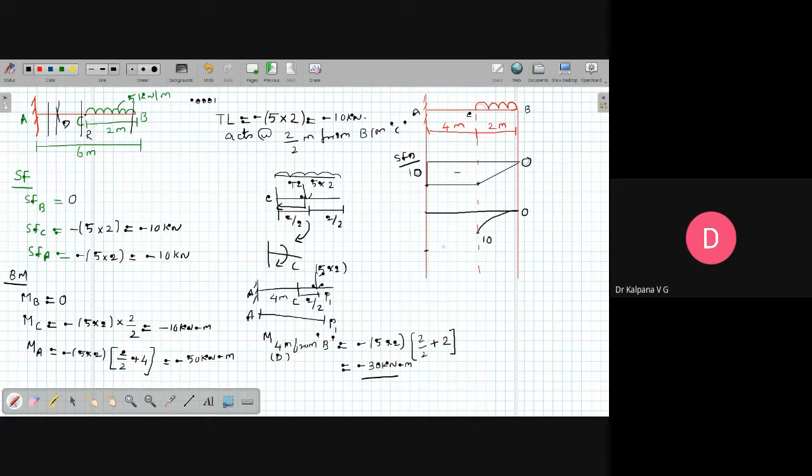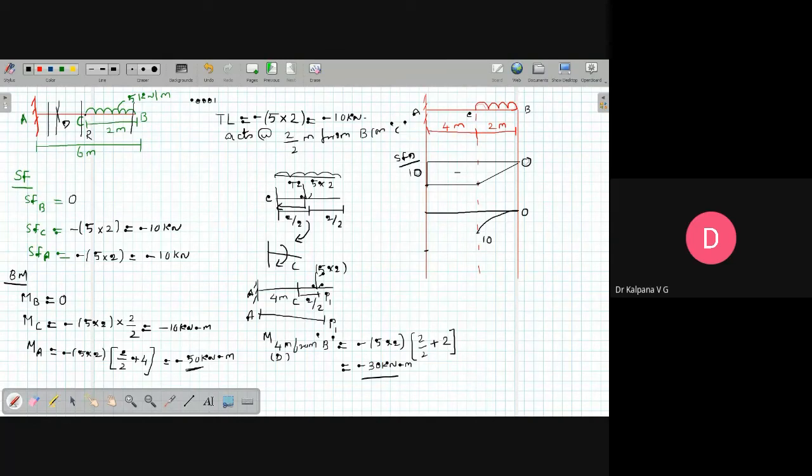And from C to A, how can I connect it? Whether it is a linear line or again a parabolic line? Linear line. Why not a parabola? Because there is no load between C and A, so the bending moment is linear. How we can identify is, moment at C is 10 kilonewton meter, whereas moment at A is 50 kilonewton meter. That's why I asked you to find the moment between these two points.